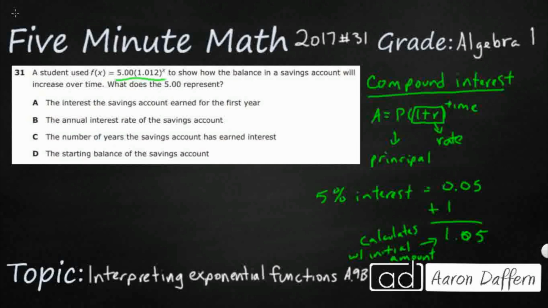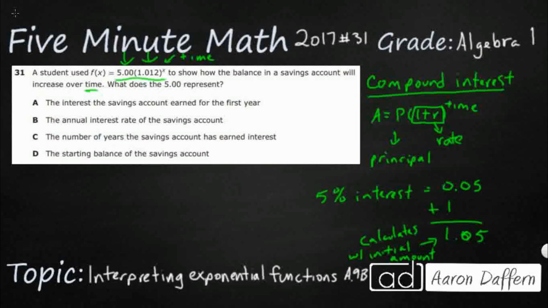So let's look at these 3 numbers here. We've got the 5, we've got the 1.012, and then that x, which isn't really a number, but that's just going to be the time period. And we don't know what time period is, usually years if we're talking about interest here. So really, let's look at that 5 and then that 1.012.